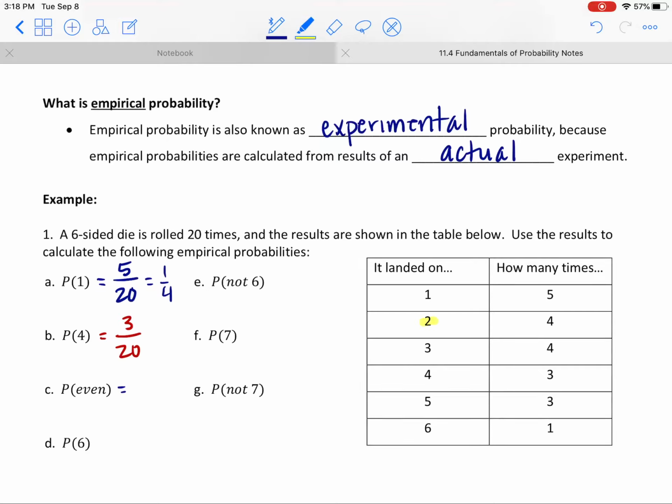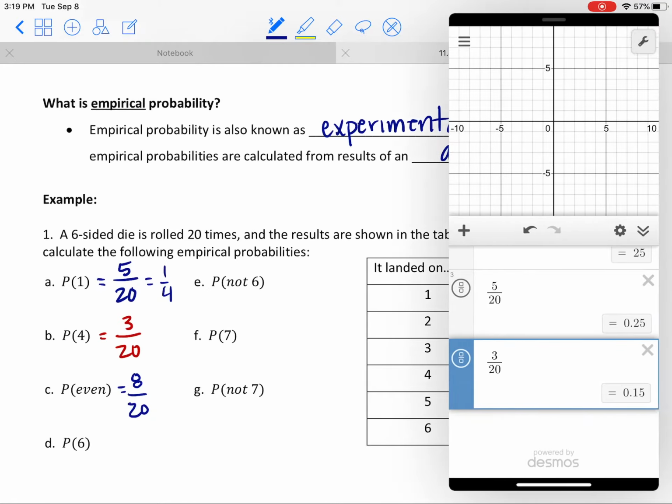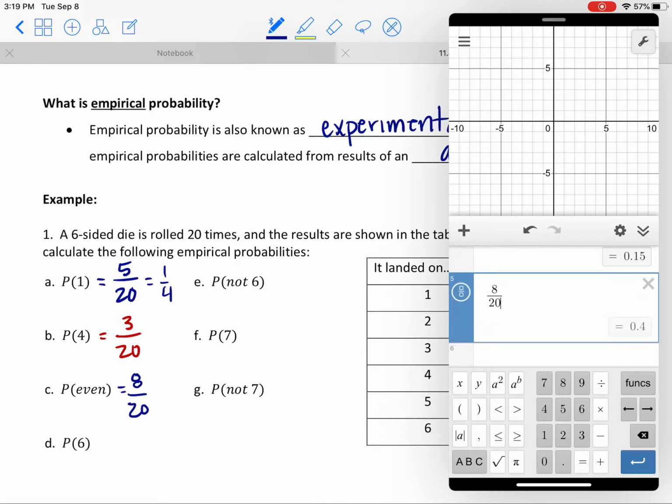So evens would be 2, 4, 6, and we had that 4, 3, and 1 time. So 4 plus the 3 plus the 1 would be, let's see, 8 times total. Oops, I did a plus and I don't want that there. 4 and 3 would be 7, 7 and 1 would make 8. So 8 times out of the 20 total rolls, we got an even number. So 8 out of 20, and again, 8 out of 20 we could reduce.